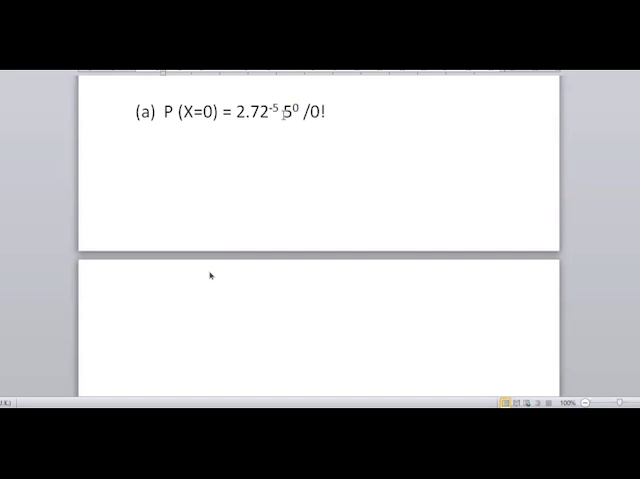Okay, so here you put multiplied by 5 to the power 0, everything divided by 0 factorial. Right? 0 factorial. We move on. This probability will give us X is equal to 0. Now, you get your calculator.